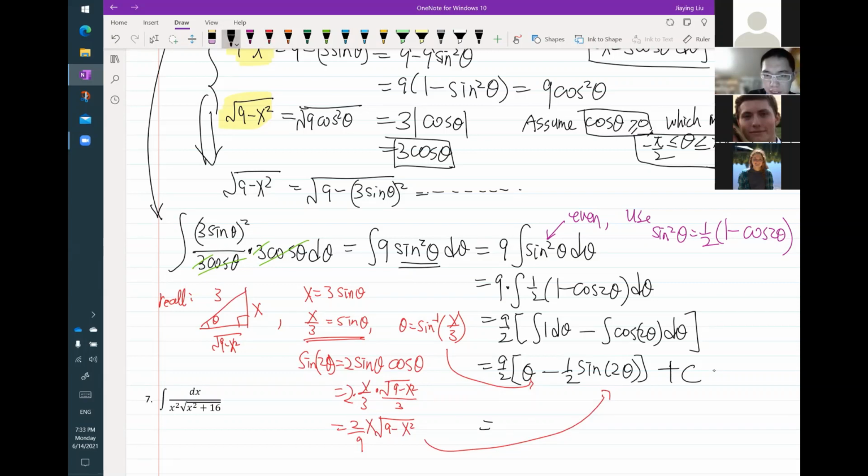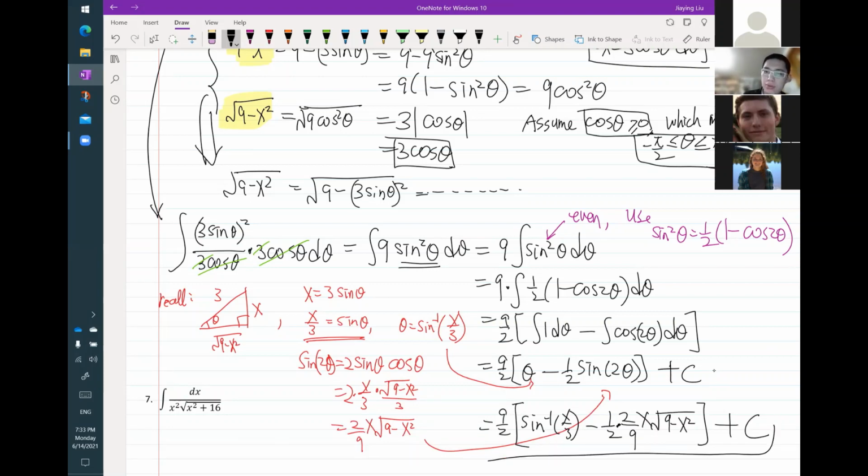So the final answer is 9 over 2 times theta, which is inverse sine of x over 3, minus 1/2 times the sine 2 theta, that's 2 over 9. The 2 you can cancel. x square root of 9 minus x squared, plus a C. So that's the final answer after we get to this point, because that's in terms of x. Whew.